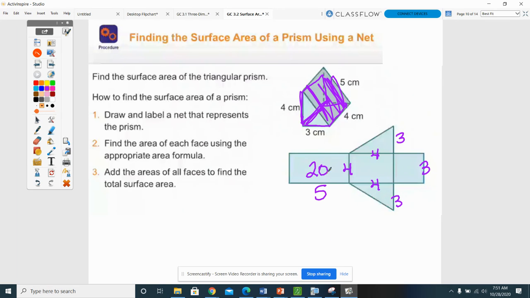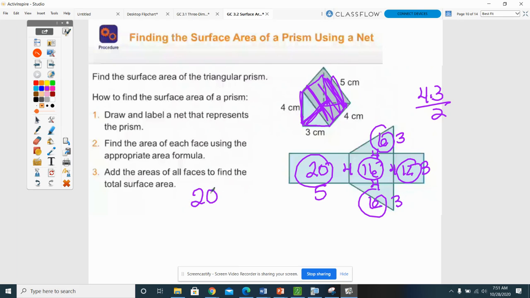5 times 4 is 20. 4 times 4 is 16. 3 times 4 is 12. Circle the ones we're adding here. Base times height, divide by 2. That's 4 times 3 divided by 2, which is 6 for this one and 6 for this one. So we have 20. The two 6s will be 12, a 16, and a 12.